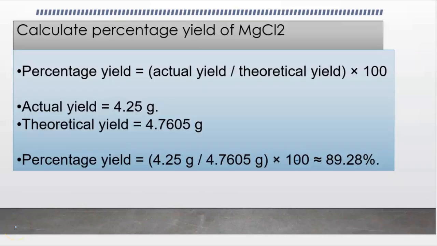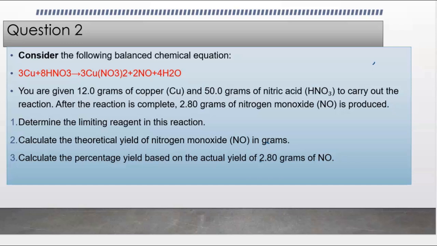Now you reach the final step. Now you can calculate the percentage yield of magnesium chloride using the percentage yield formula. Actual yield is given, 4.25 grams. Theoretical yield you calculated, that is 4.765 grams. Therefore, percentage yield of magnesium chloride equals 4.25 divided by 4.765 multiplied by 100 equals 89.28%. Now we are moving to question number 2.